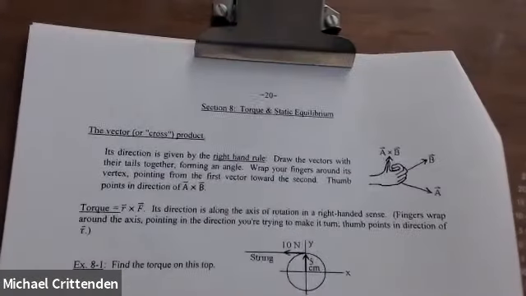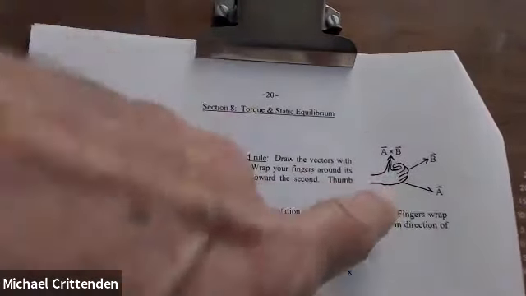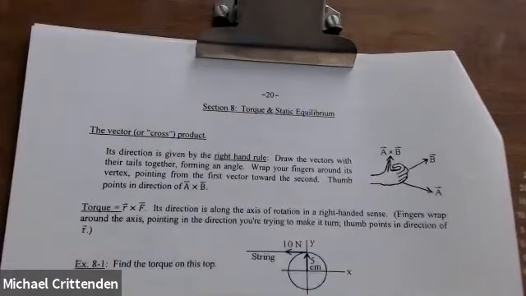And that's kind of what I tried to illustrate with this picture over here on the handout. Wrap your fingers around the vertex of the angle, pointing from the first vector toward the second one, thumb points right. I already said all of that.